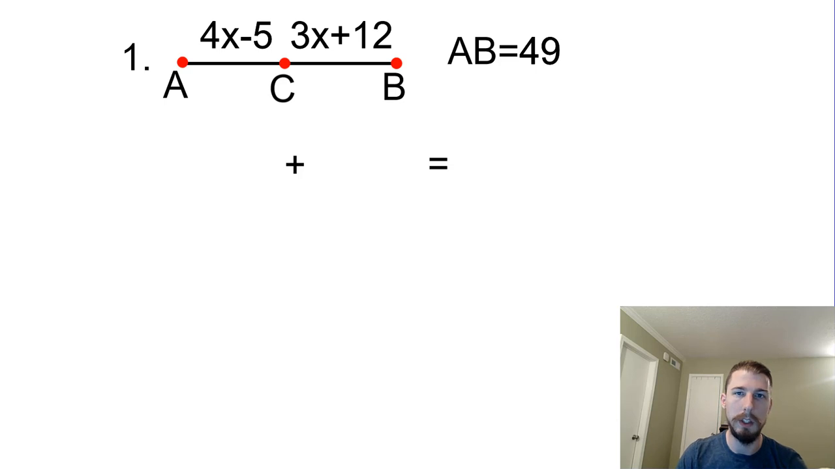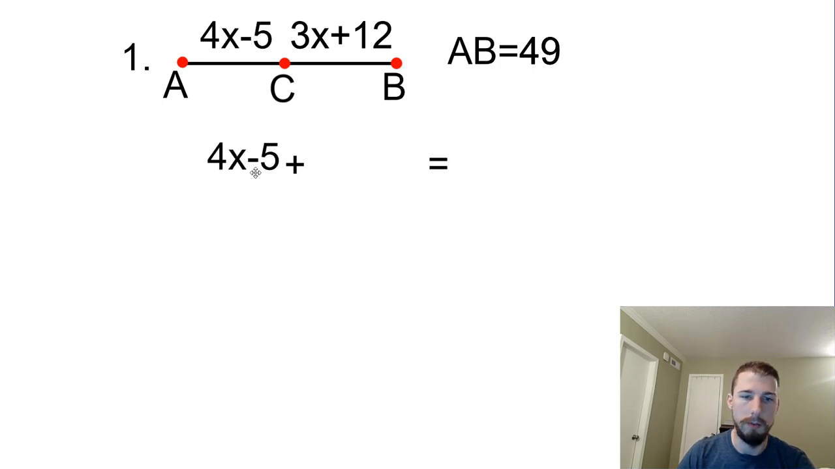So, back to the segment addition postulate. It says that when we have three collinear points, and say C is between the two endpoints A and B, then segment AC plus segment CB is equal to the length of the entire segment, which is AB in this case. If AC is given by the expression 4x minus 5, CD is given by the expression 3x plus 12, and AB, the distance between A and B, is 49, which is the whole thing here, then we can set up an equation using the segment addition postulate.